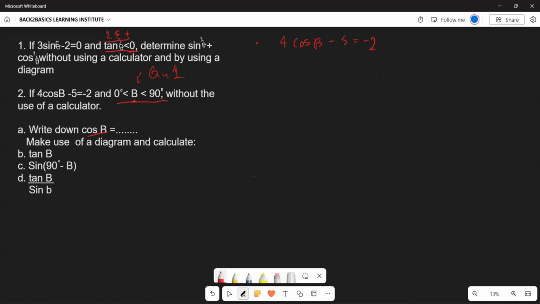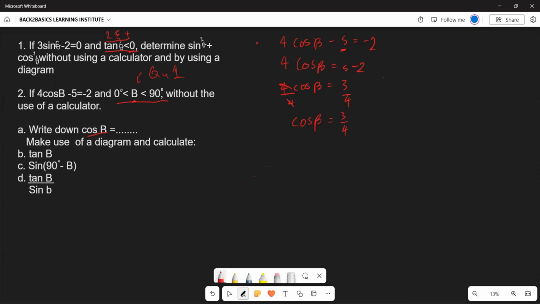Then after that, what are you going to do? You're going to start here. This is the same as 4 cos of B, then you take this 5 to this side. When you take the 5 this side, it is going to be positive, right? So you have 5 subtract 2. So 4 cos of B equals 5 subtract 2, which is 3. Now you divide by 4 this side and by 4 this side, so that the 4s cancel each other. So cos of B is going to be 3 over 4. Isn't it so?